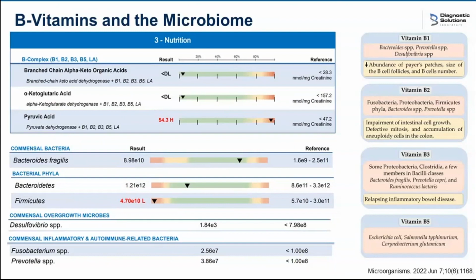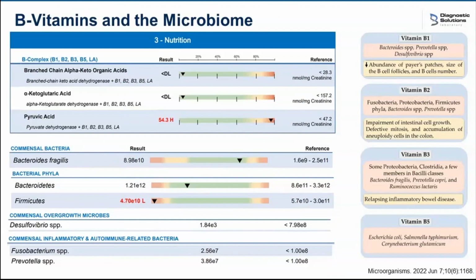So Bacteroides, Prevotella, and Desulfovibrio can produce thiamine, B1. So I'm going to look and see, are those a lot there? I'm not saying I want to increase or decrease these, but what impact they can make. Fusobacterium, Proteobacteria, Prevotella are going to do B2. So I'm looking at each of these bacteria and the total.